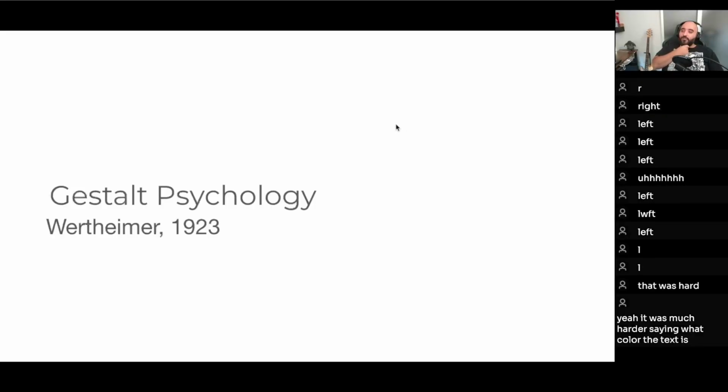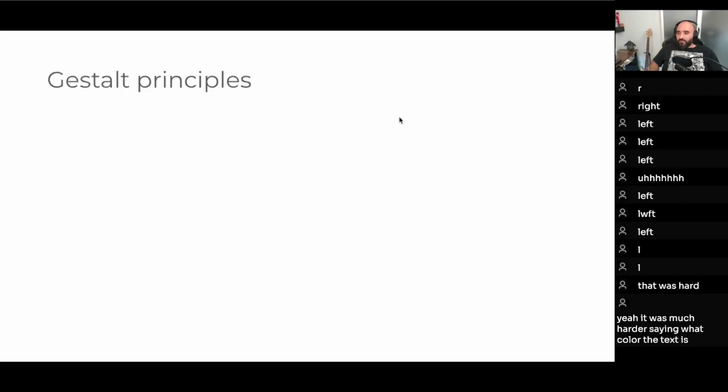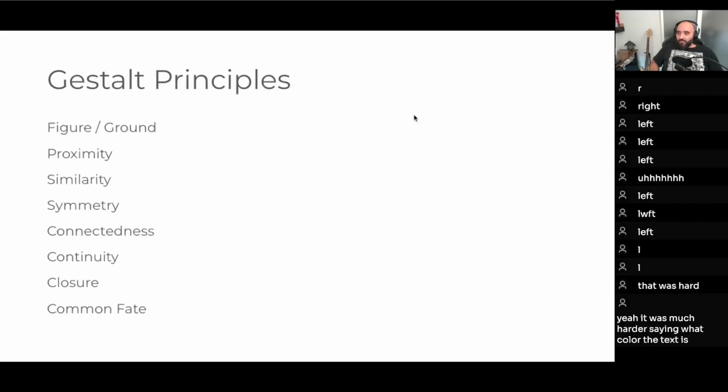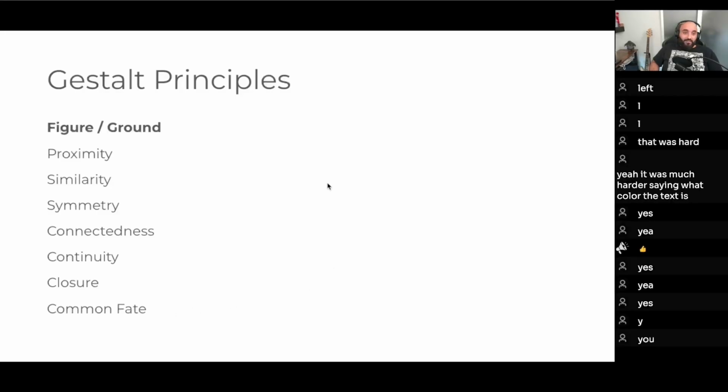Now we're getting to another set of psychology information that, although it's old, helps with design a lot. I'm going to show you some information about how elements in a visual scene are processed as a coherent whole rather than individual elements. There are a bunch of different principles. The Gestalt principles are figure ground, proximity, similarity, symmetry, connectedness, continuity, closure, and common fate. So let's start with figure ground.